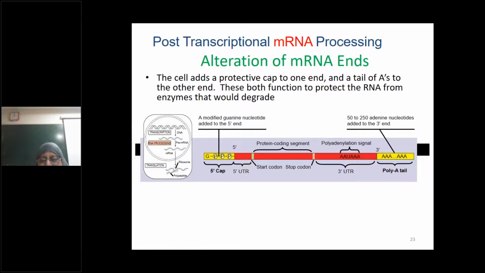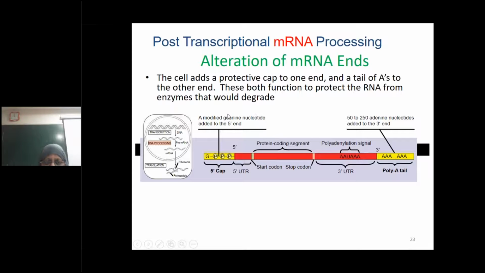Alteration occurs at both ends of the messenger RNA, at the 5' end as well as at the 3' end. There is the addition of a protective cap at one end and a tail of adenine nucleotides at the other end. Both these changes, the addition of a cap and the polyadenylate tail, help to protect the RNA from enzymes that would cause its degradation. As you can see in the figure, the capping occurs at the 5' end. It is a modified guanine nucleotide that is added at the 5' end.